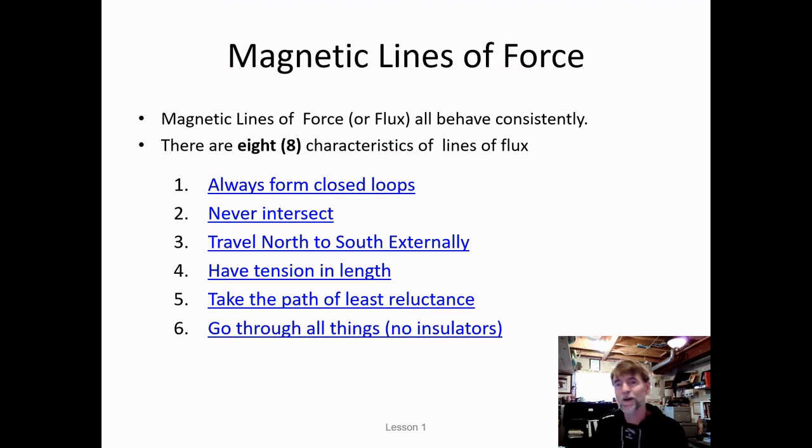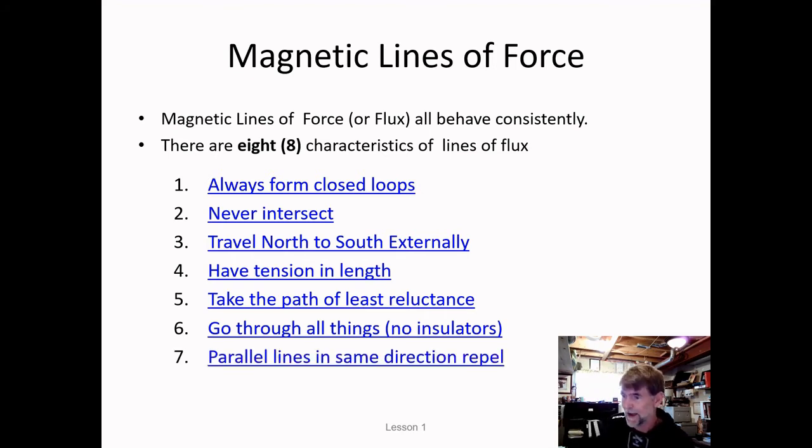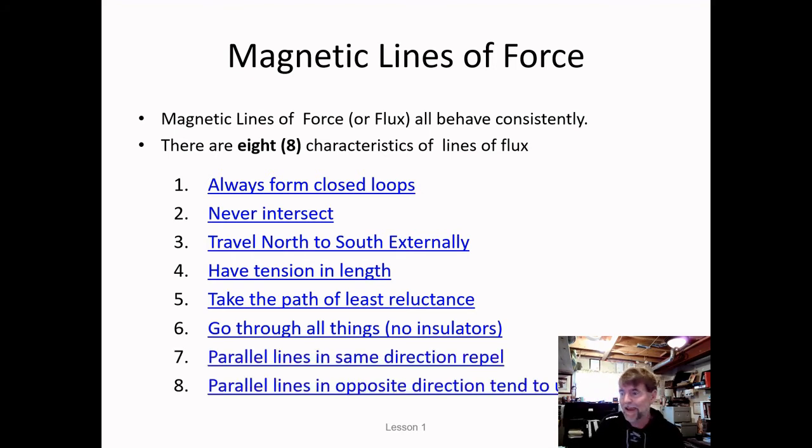You may say, well, wait a minute. Yes, I have. Well, we can do something that's similar, but in terms of the behavior, it looks the same. But when we look at the theory about what's actually happening, it's really very different. We'll look at that. And then 7 and 8 talk about parallel lines of flux. 7 says that parallel lines in the same direction repel, and parallel lines in the opposite direction tend to unite. They actually turn into a single line of flux. So there are the 8 characteristics. Let's look at them in more detail.